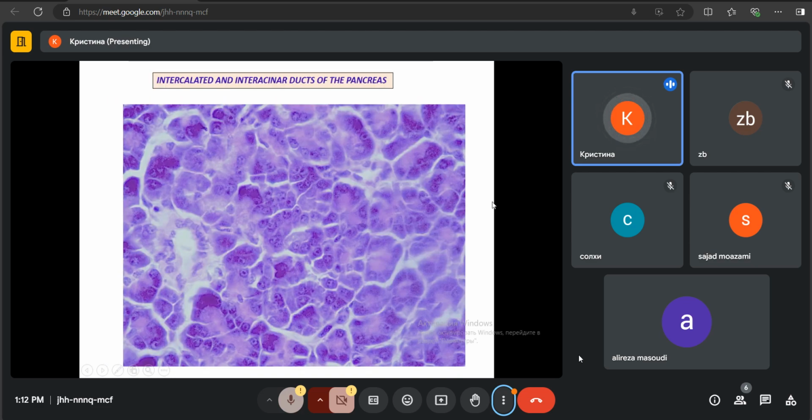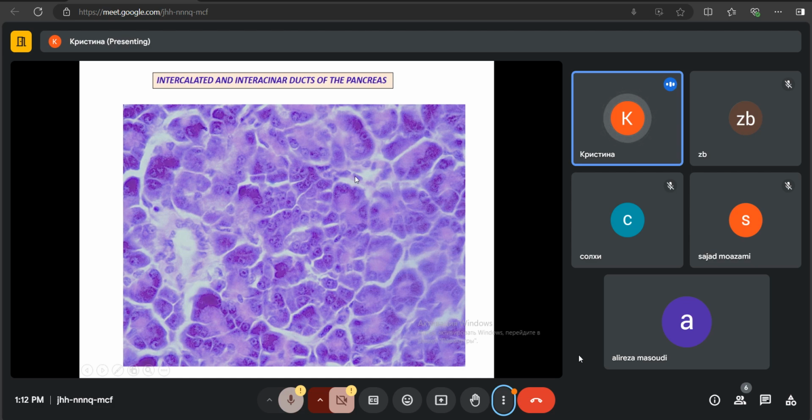In this picture, we see the intercalated and interacinar ducts of the pancreas. This is the interacinar duct. It is composed of cuboidal cells because of round cell nuclei and a very thin layer of connective tissue or almost no connective tissue around it. It is just located between the secretory portions. And here we see the intercalated duct, which is the smallest, and it is composed of mainly flattened cells.